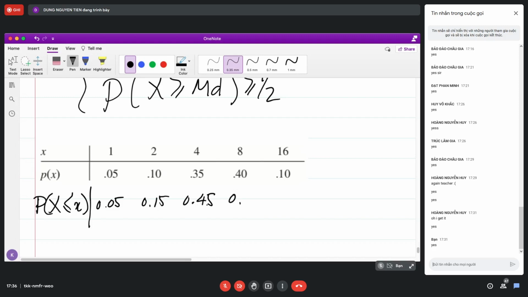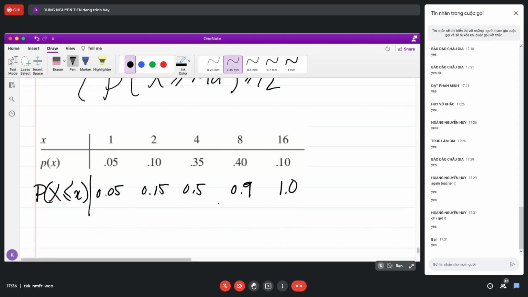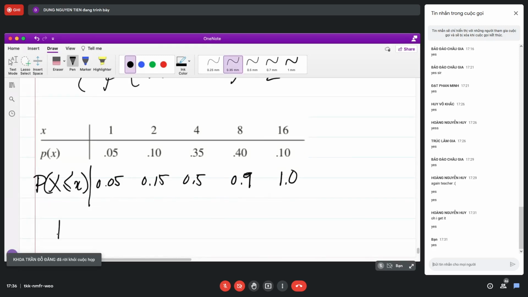Wait a second. I think it should be 0.5, 0.7, wait a minute, 0.9, and then 1. Do you understand? It means that the probability that X is less than or equal to 4 is 0.5.